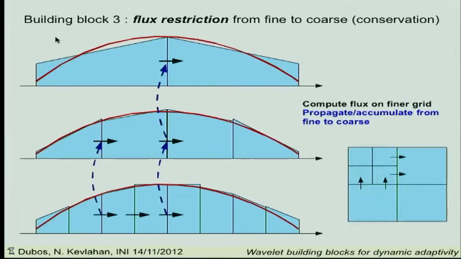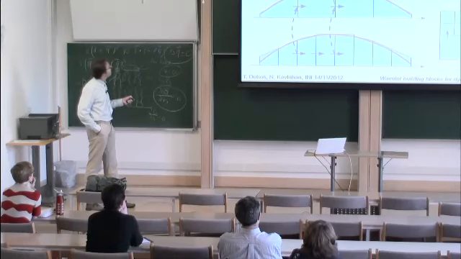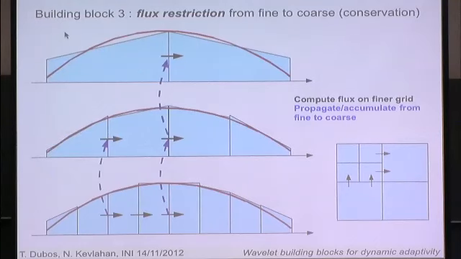And finally, I can also restrict fluxes. So if I need the flux between these two cells, but this cell is actually split, I will typically compute the flux on the finest grid and transfer it to whatever coarser grid I need. So in 1D, I will just copy the flux, and in 2D, I will accumulate the flux on this interface between the coarse cell and two fine cells.